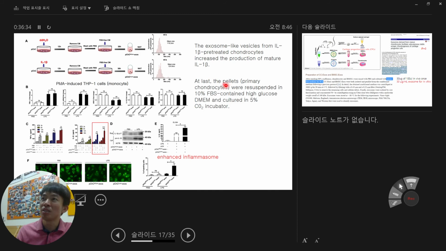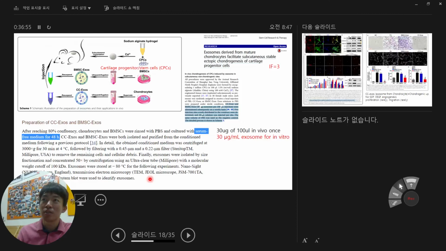So they want to link how the IL-1 beta exosome from the chondrocyte can communicate with the immune cells near the osteoarthritis through the IL-1 beta pathway. And then this is a very low impact factor paper, but it has a very good meaning for us.